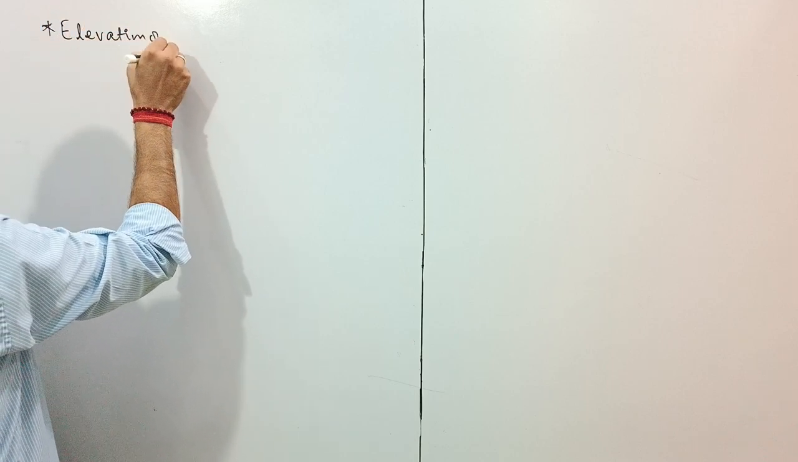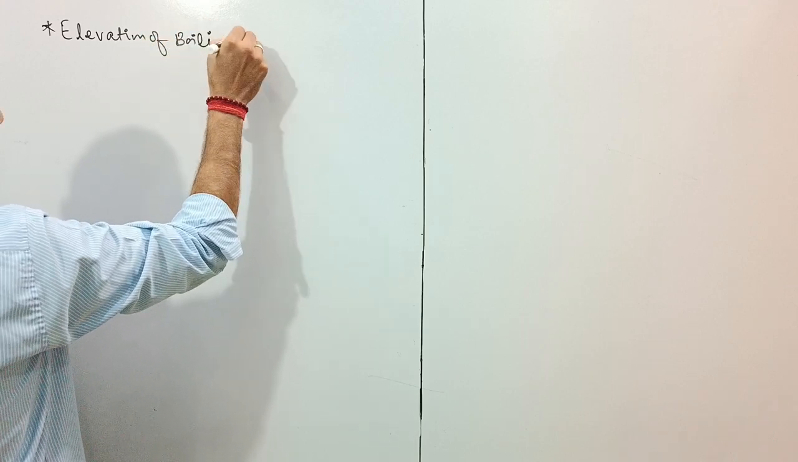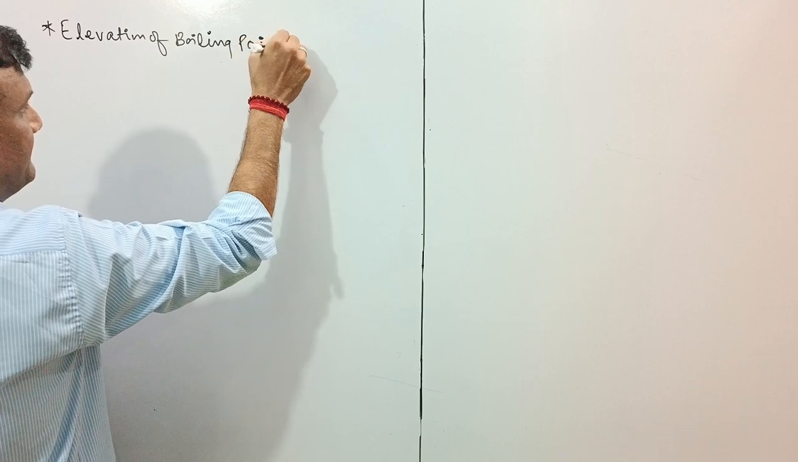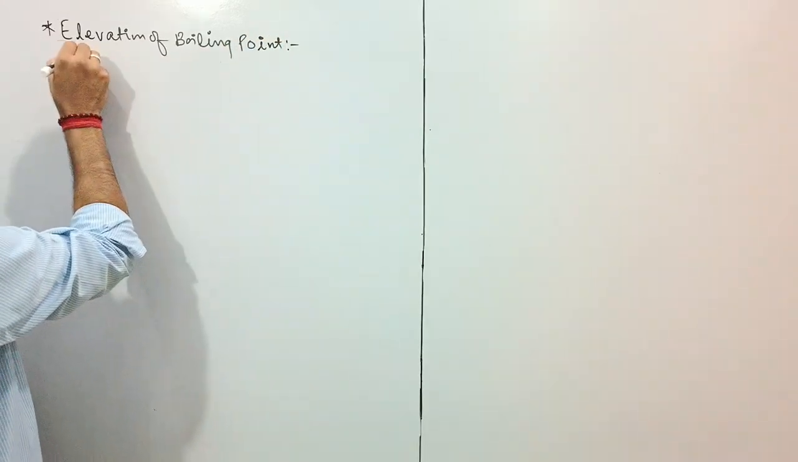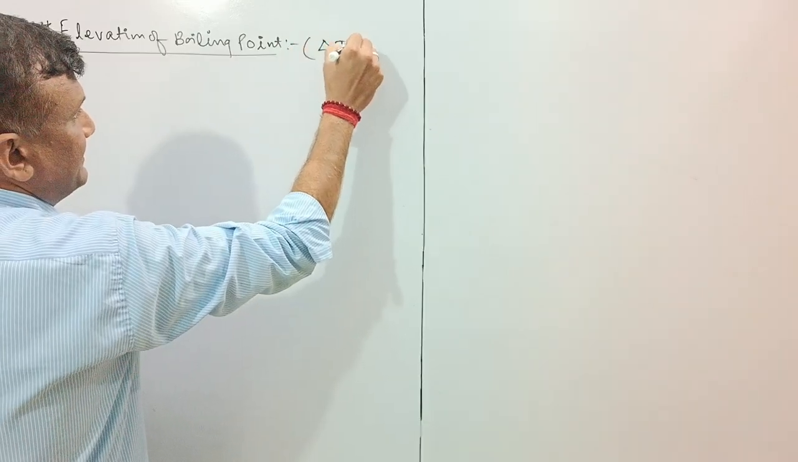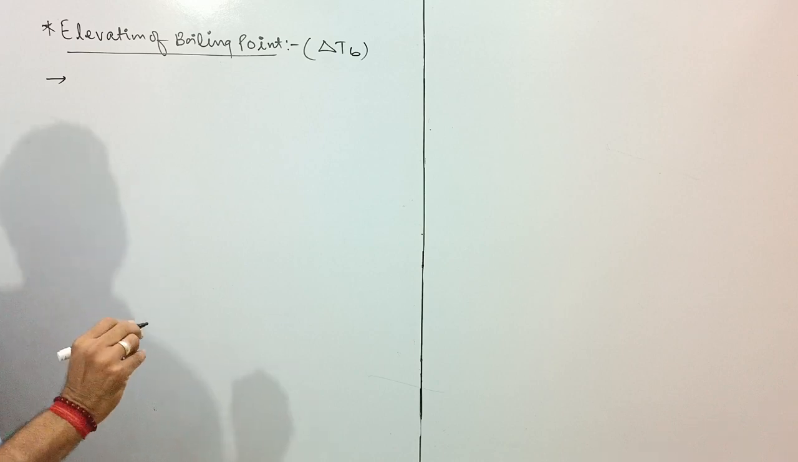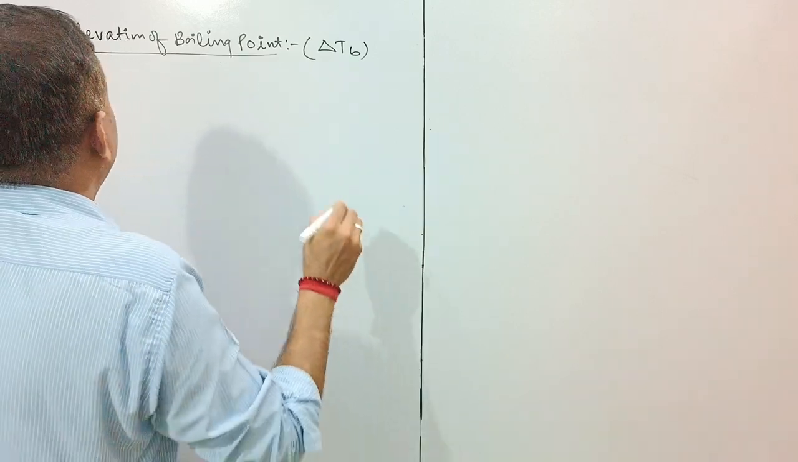Elevation of boiling point. If we go with this property, then it is denoted by delta TB. First of all, we'll go with the meaning of boiling point.